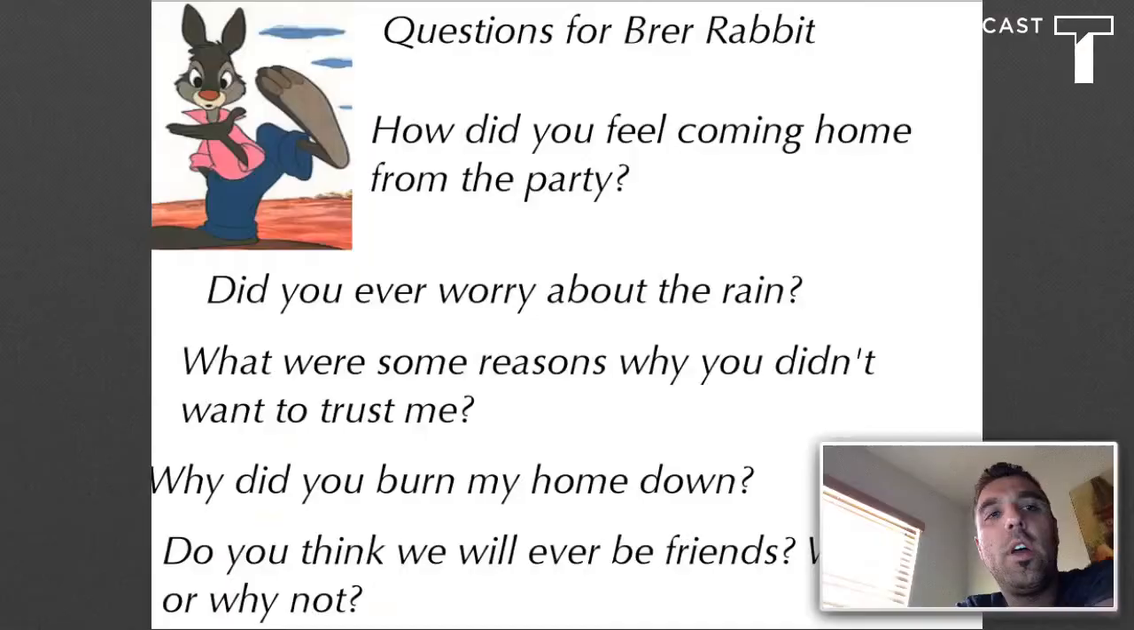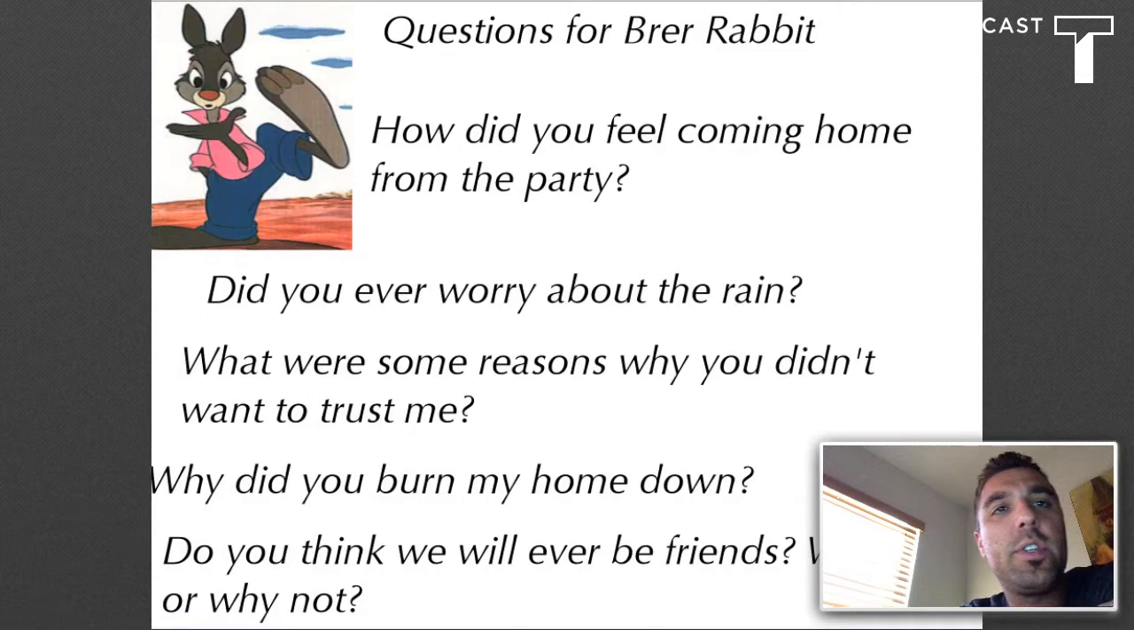The hot seat is where each student takes on the role of one of the characters from the story. In this case, Briar Rabbit or Briar Gator. And then they take turns asking each other a series of questions based upon characters' personalities, emotions, and contextual facts from the text.